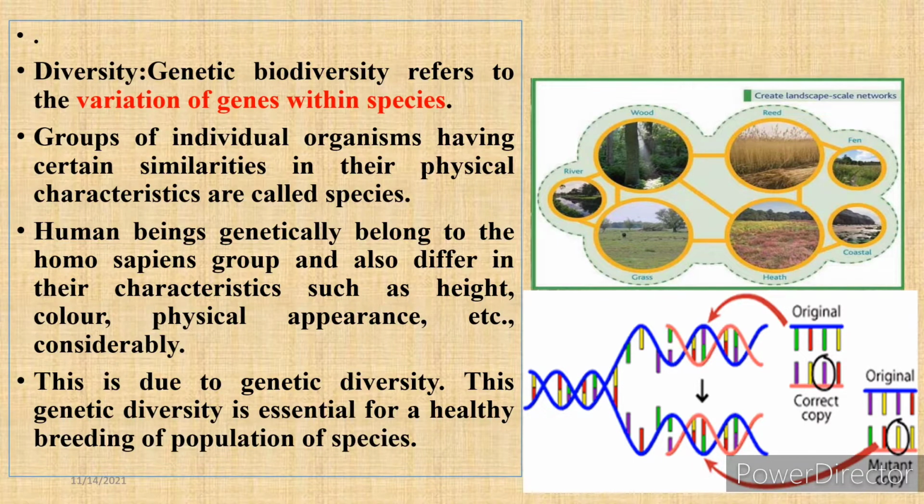Genetic biodiversity refers to the variations of genes within the species. Groups of individual organisms having certain similarities in their physical characteristics are called species. Human beings genetically belong to the Homo sapiens group and also differ in their characteristics such as height, color, physical appearance, etc. This is due to genetic diversity. This genetic diversity is essential for a healthy breeding population of a species.